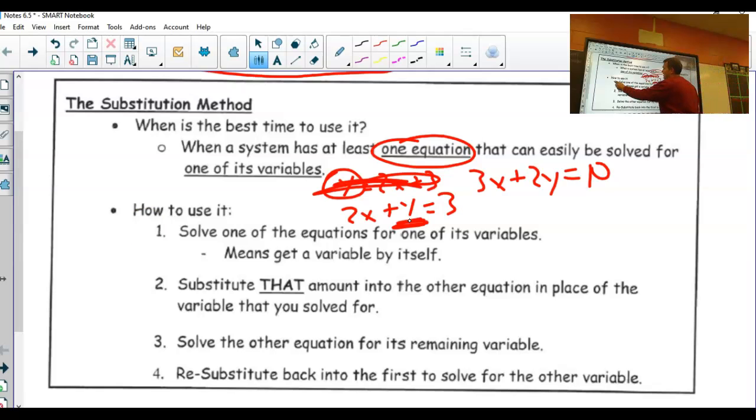Your first job is to solve one of the equations for one of its variables. All right? Get a variable by itself. Again, this method is best if a variable is already by itself. And this is the big step right here. Substitute that amount into the other equation in place of the variable. So let's see how that's done.